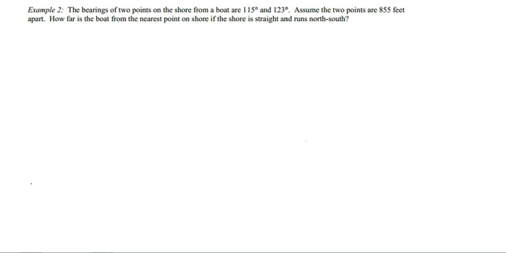Excellent work. Now let's move on to example 2. If I read this, we got the bearings of 2 points on a shore from a boat are 115 degrees and 123 degrees. Now remember, bearings north is 0 degrees and east is 90 degrees. So assuming the 2 points are 855 feet apart, how far is the boat from the nearest point on the shore if the shore is straight and runs north-south?